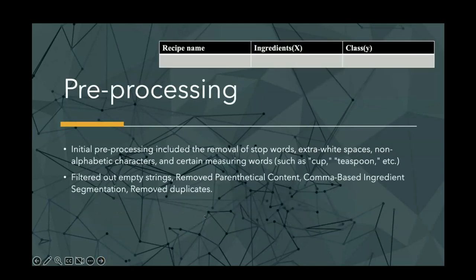Since this was raw text data, there was a lot of text mining and pre-processing involved, like removing stop words, extra white spaces, measuring words like cup, teaspoon, etc., comma-based ingredient segmentation, and removing all the duplicates. So finally, the data was prepared, and it has the recipe name, the ingredients in the recipe, and what type of class it belongs to in the three data sets.